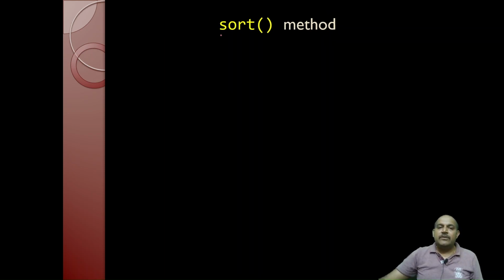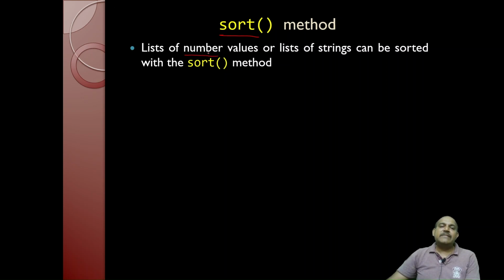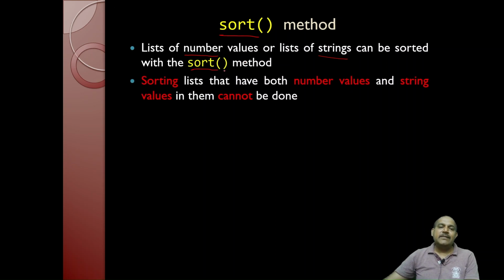The other method of list is sort. Whatever numbers or strings are present in the list can be sorted by the method sort. Now, sorting lists that have both number values as well as strings cannot be done. Either the list should consist of numbers or it should consist of strings. If you have a combination of different data types, it is not possible to sort in Python.